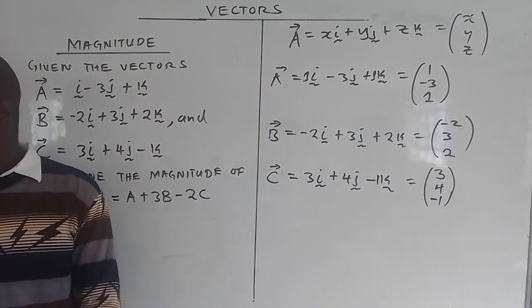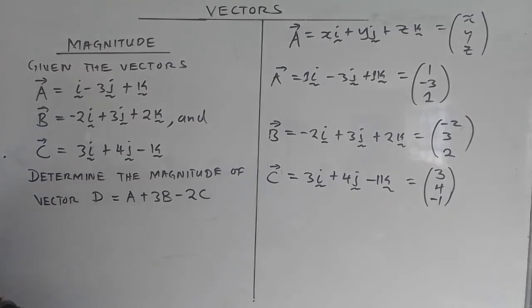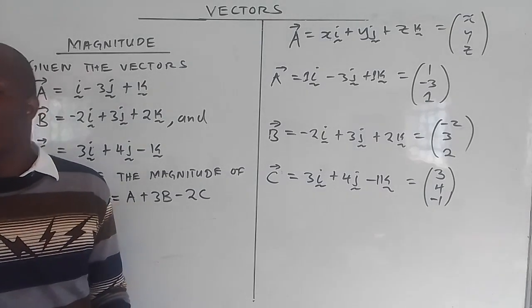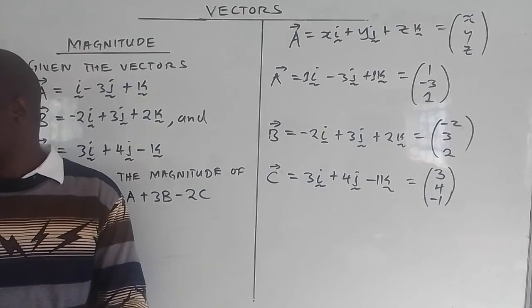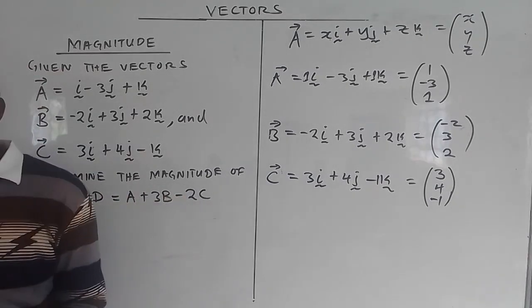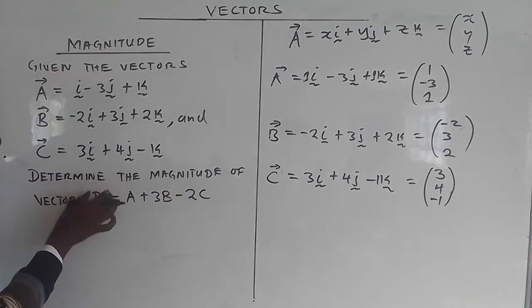But what do we want? We want vector D. Before we get the magnitude of vector D, we must get vector D first, because we are looking for the magnitude of what you know. You cannot get the magnitude of what you don't know, isn't it? So you have to get vector D first before you get its magnitude. Are we together? So can we now get vector D first?